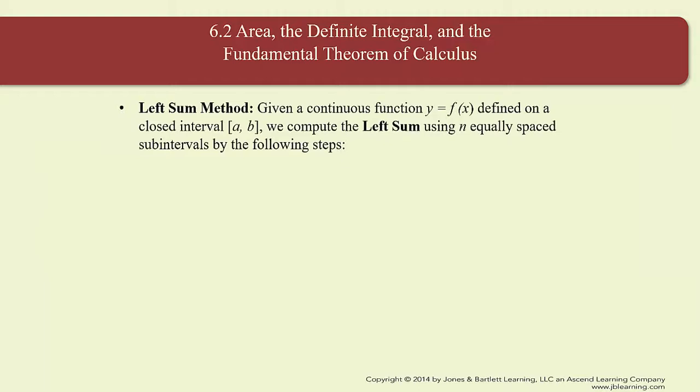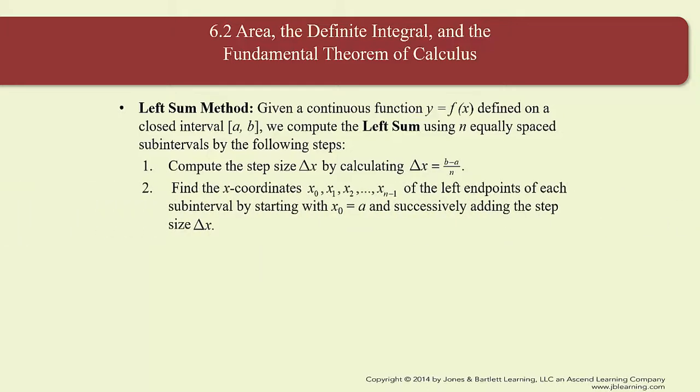If you have a continuous function, y equals f of x, that's defined on a closed interval a, b, we can go through the process of computing the left sum using n equally spaced subintervals by employing the following steps. Step 1, compute the step size, delta x. We just talked about how that is nothing more than b minus a over n. Step 2, find the x coordinates of the left endpoints of each subinterval. You would start at x sub 0 equals a, and then just successively add the step size, delta x.